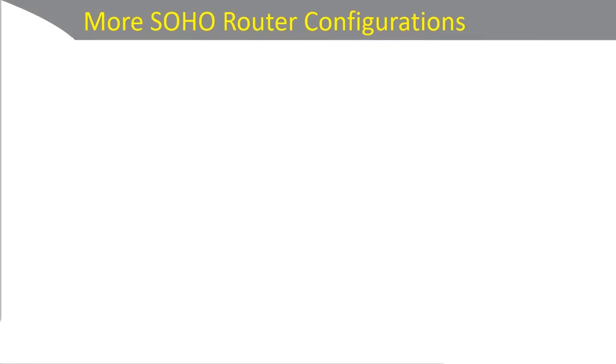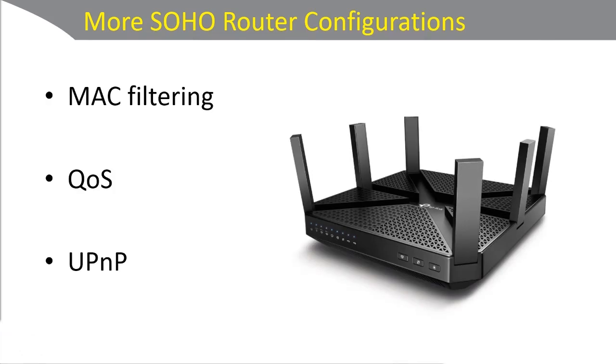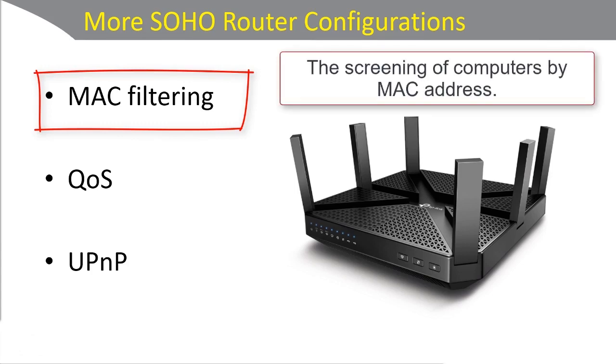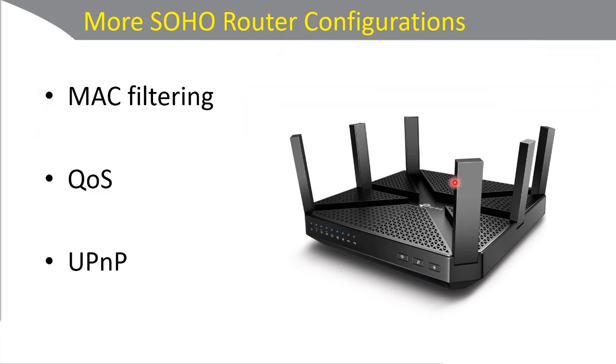Let's discuss a couple more SOHO router configurations you should know, including MAC filtering, quality of service, and universal plug and play. We'll start with MAC filtering. That's the screening of computers that are allowed to access a device or network. And so, for example, we have a basic SOHO router here. You can screen out or filter out whatever computers are connecting in a wired fashion or a wireless fashion, and you do it by the MAC address.